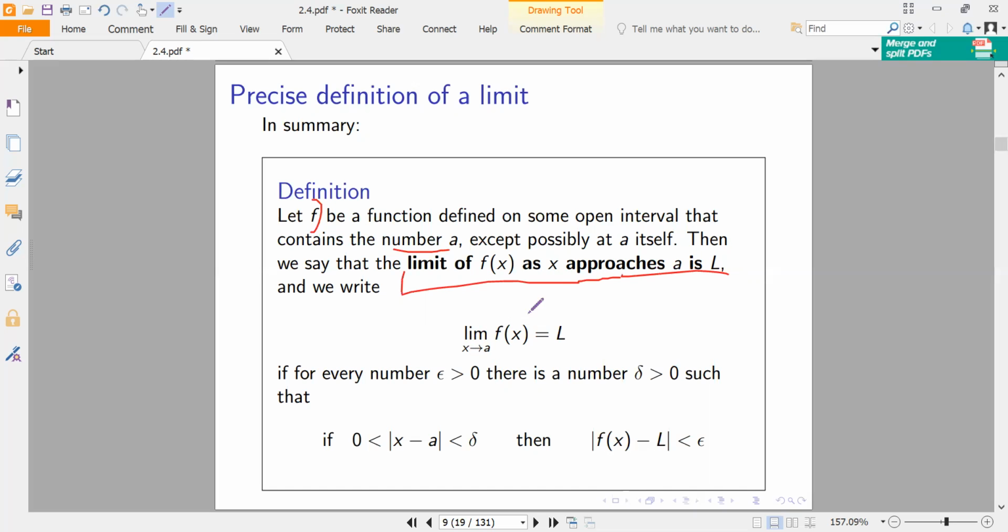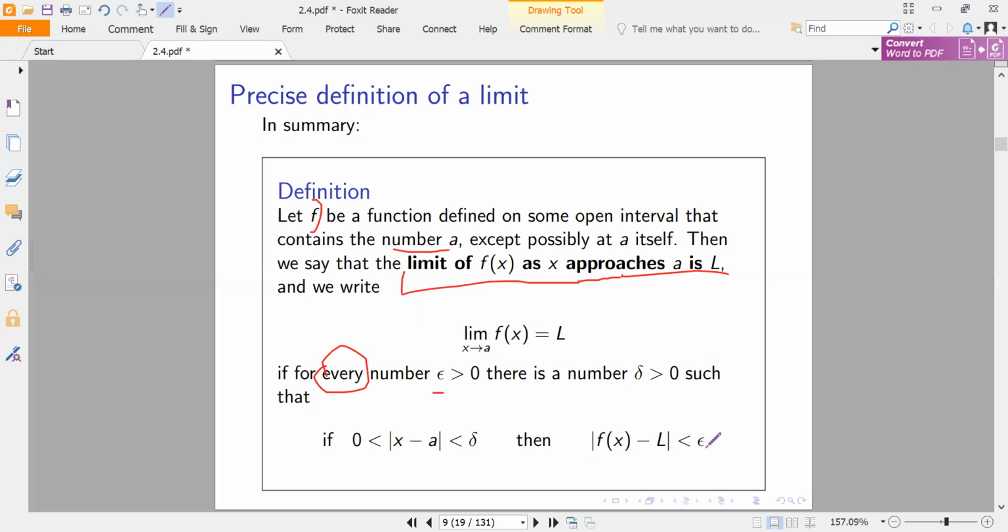The limit of f of x as x approaches a is L if for every number epsilon that is positive, and this is very important, there is a number delta that is also positive, such that if the distance from x to a is less than delta, then the distance from f of x to L is less than epsilon.